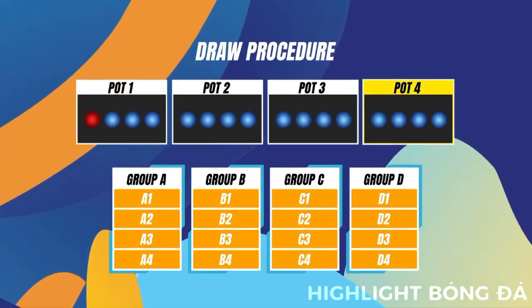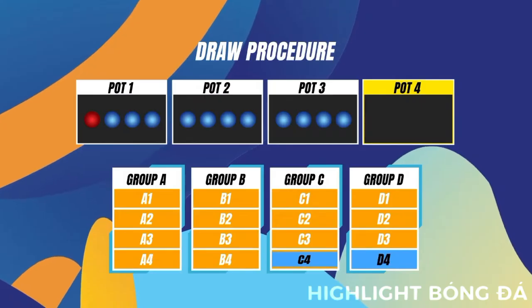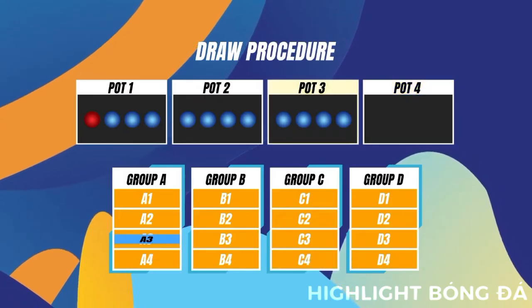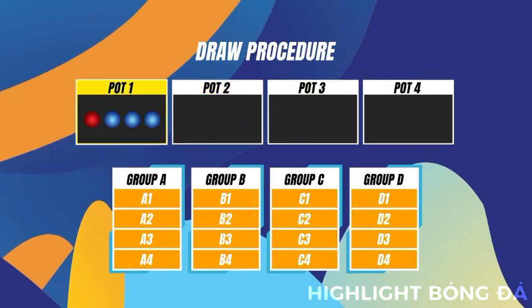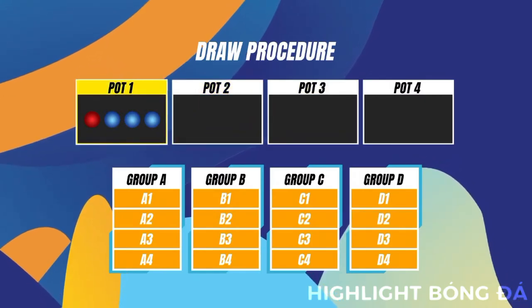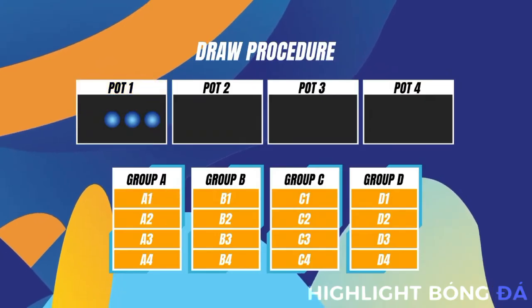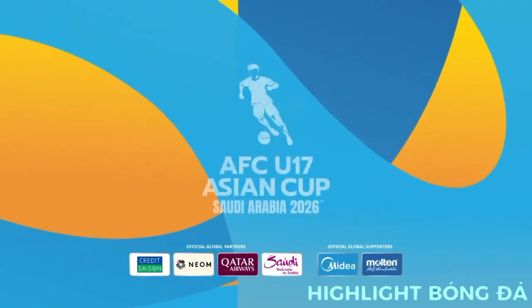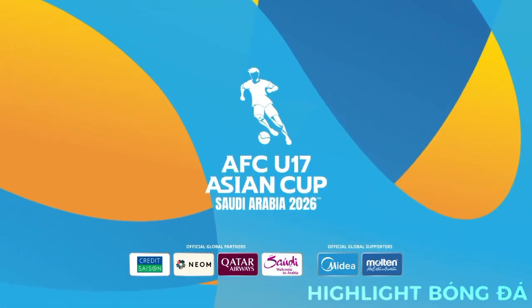Participating teams from Pot 4 will be drawn into position 4 of each group in alphabetical order. Subsequently, the same procedures shall apply for Pots 3 and 2. Saudi Arabia, as the host association, shall be drawn first into position A1. The remaining participating teams from Pot 1 will be drawn into position 1 of each group in alphabetical order. This shall conclude the draw for the AFC Under-17 Asian Cup Saudi Arabia 2026.